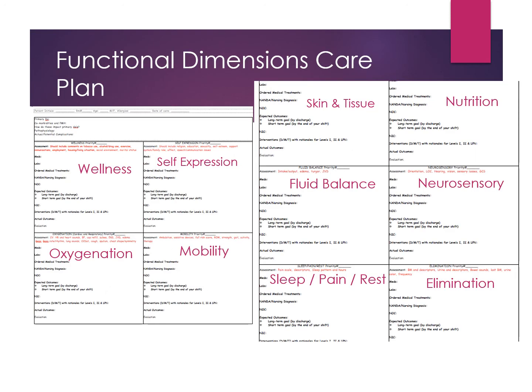During this semester, you'll be using Gordon's functional dimensions to organize your data. This is an example of our functional dimension care plan that you'll be using in the program. It includes wellness, oxygenation, self-expression, mobility, skin and tissue, fluid balance, sleep, rest, and pain, nutrition, neurosensory, and elimination. All of these topics will be addressed during our nursing program this semester.